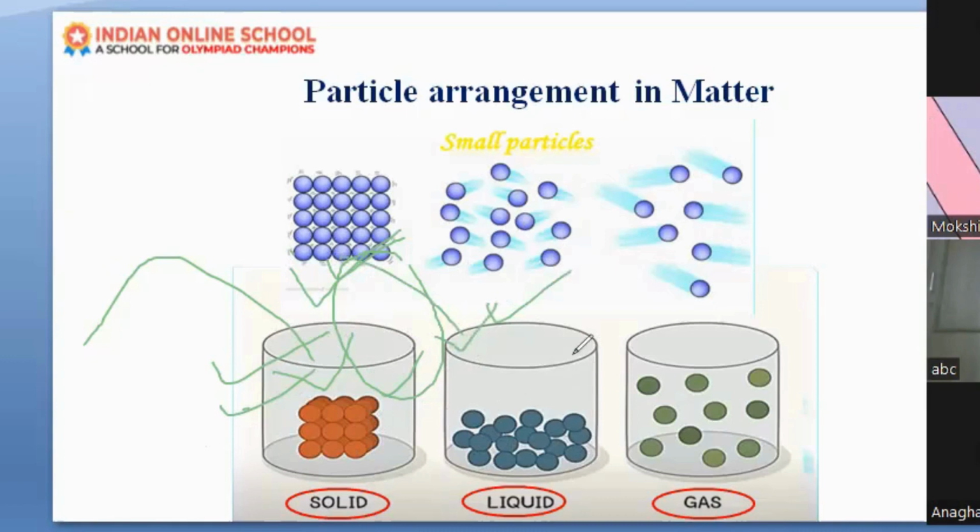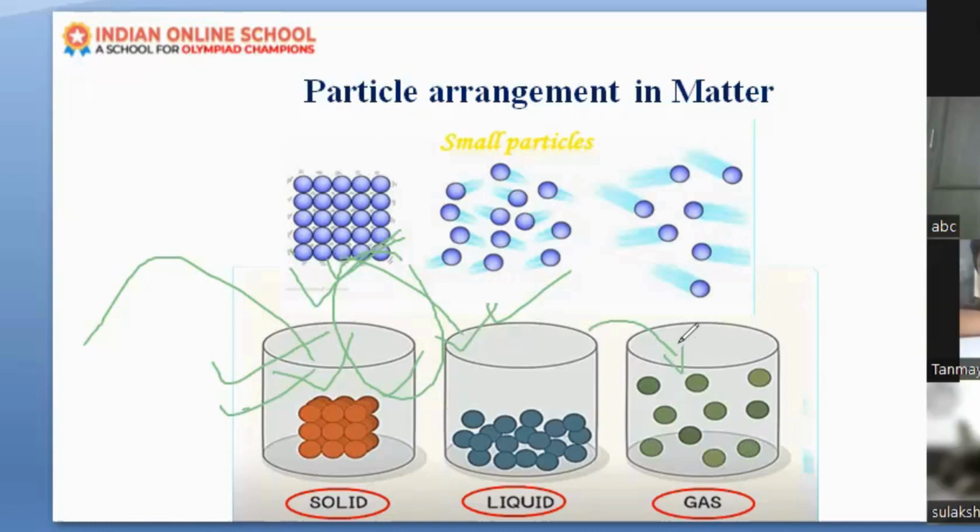Now let's move ahead and talk about the gases. As we know, the molecules in gases are very far away from each other. Let me give you the example of LPG. What is the full form of LPG? You are using LPG at home? Liquefied petroleum gas. Exactly, bravo, very nice. LPG, liquefied petroleum gas, we use for cooking food.